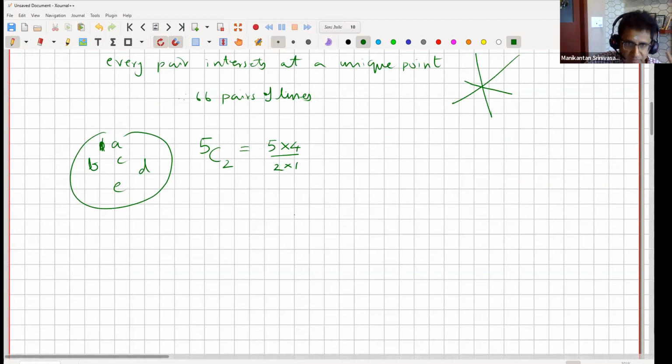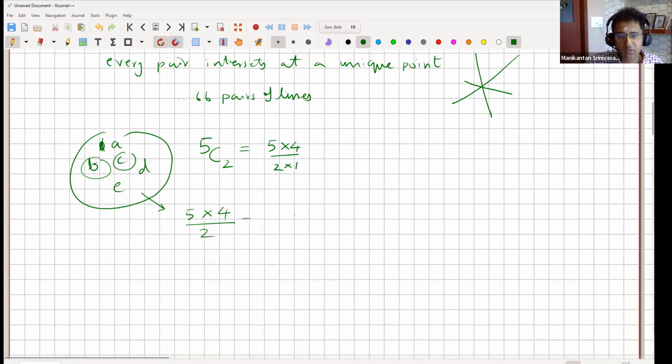Even if you didn't know 5 choose 2 and all this business, if I have to select a team of 2 lines, I can call any one line first. Let's say b comes out. So I can do that in 5 ways. I can call any one of the remaining 4, so that's 4 possibilities. But whether I call b first and c second, or c first and b second, does not matter. So I'm double counting by 2. Therefore, it's 5 into 4 by 2.